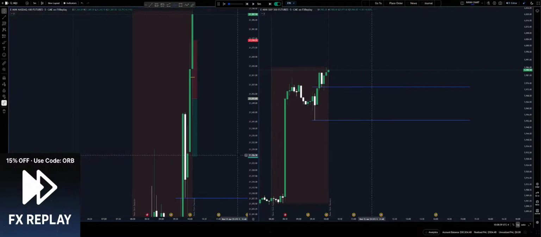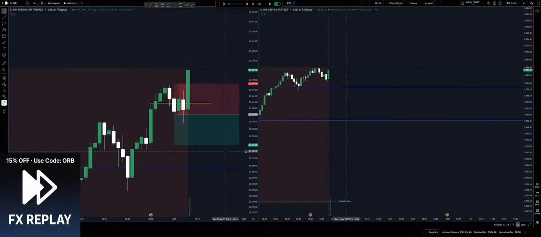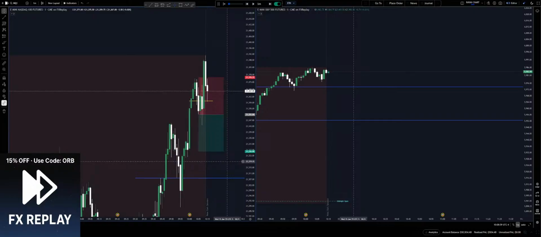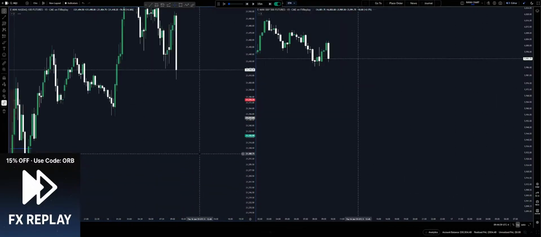So I was moving to 5-minute. I want to make sure we are not tapping into any 5-minute fair value gap, but that was a stop right there. Okay. Moving on.